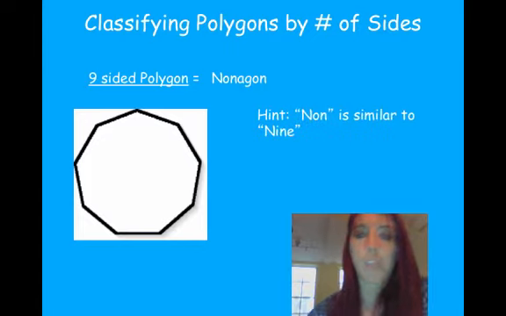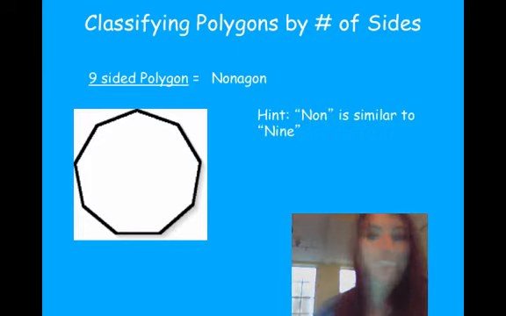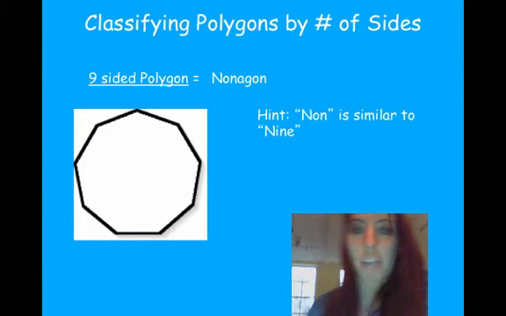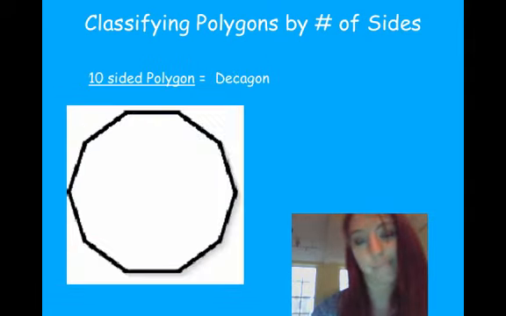And the best way to remember that is that non kind of sounds similar to 9. Okay, it's just a little bit off. It's got the E on the end, and it's got the I sound instead of the O sound. Non-9, non-9, nonagon, 9, nonagon, 9. It's the best way to remember it.